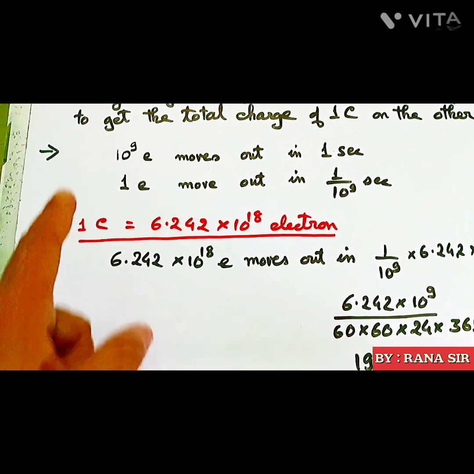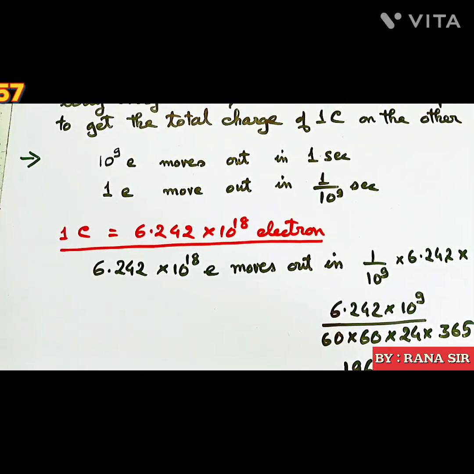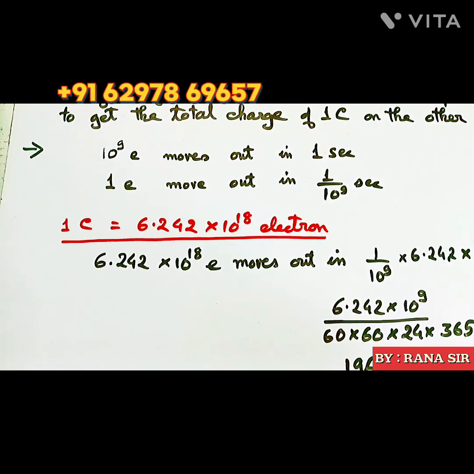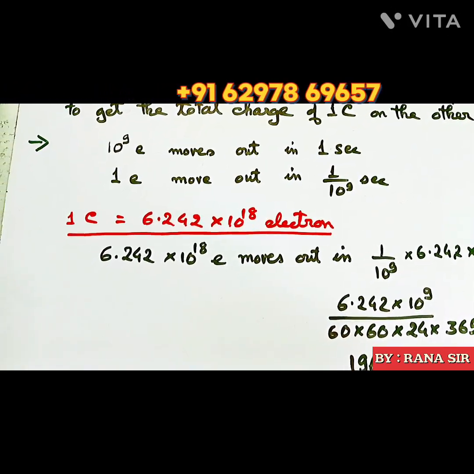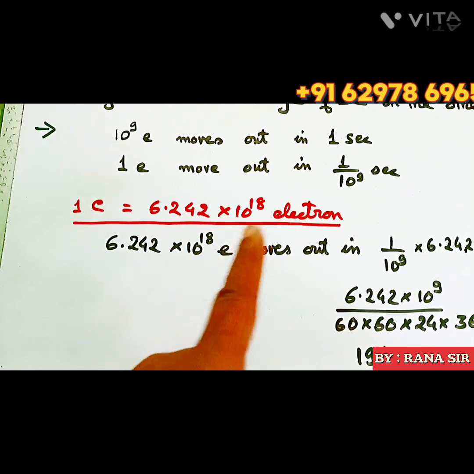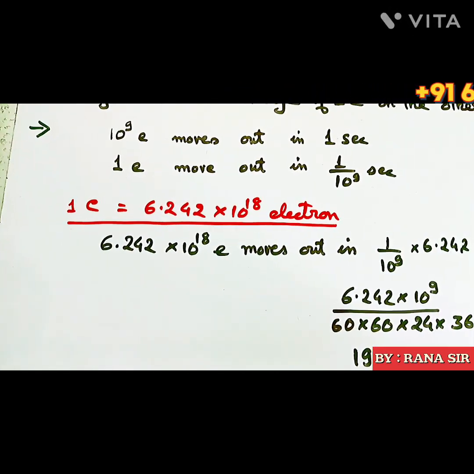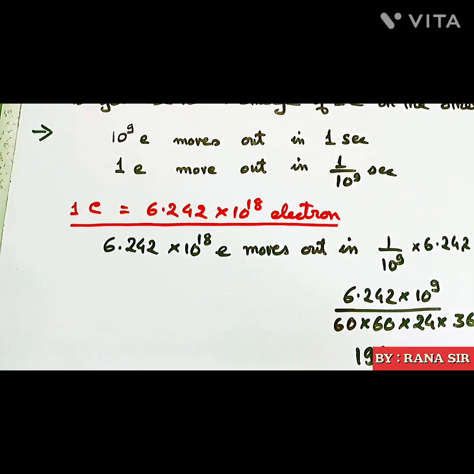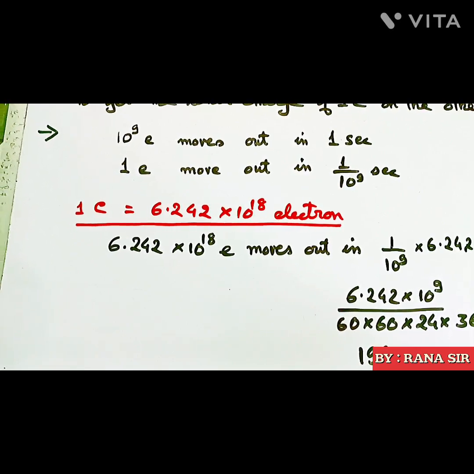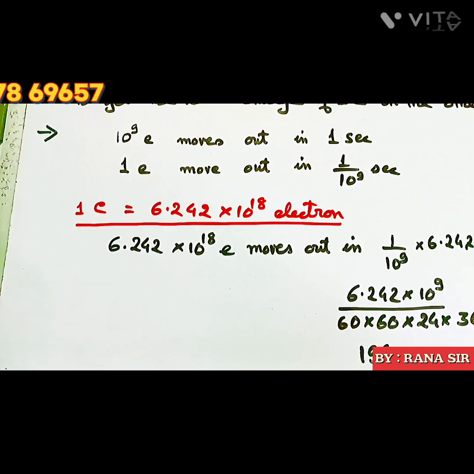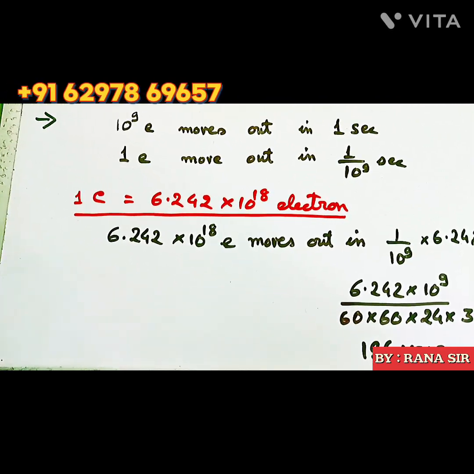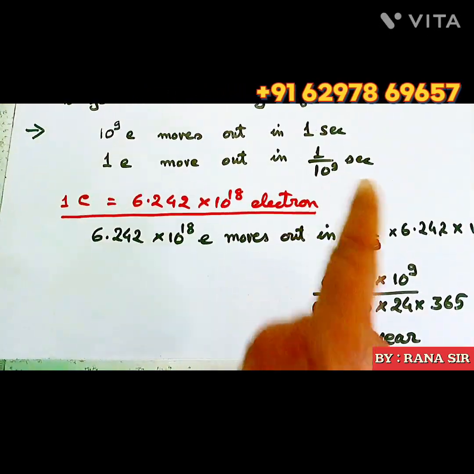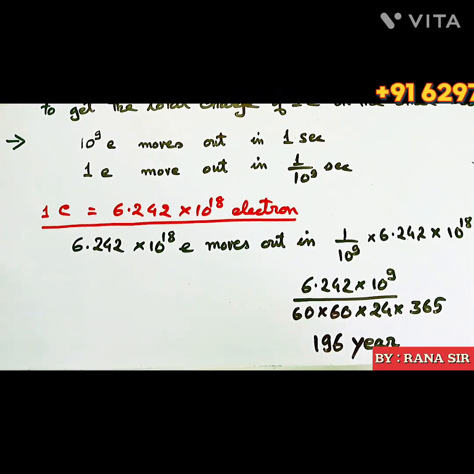So we do the unitary method. 10 to the power of 9 electrons move out in 1 second. So 1 electron moves out in 1 divided by 10 to the power 9 seconds. This formula you should understand and remember: 1 coulomb equals 6.242 into 10 to the power 18 electrons. So how many electrons in 1 coulomb? 6.242 into 10 to the power 18. So 6.242 into 10 to the power 18 electrons move out in this time, multiplied by 6.242 into 10 to the power 18.